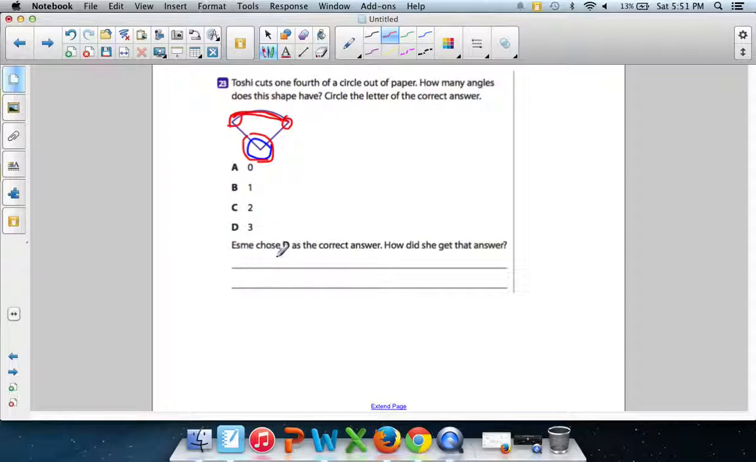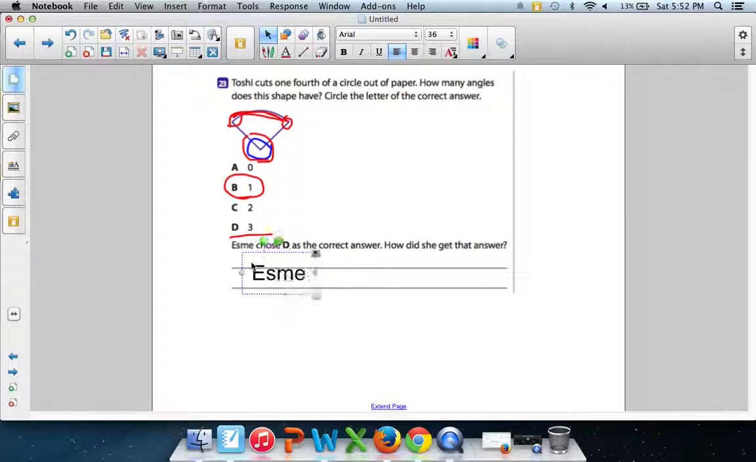It says Esme chose D as the correct answer. Well, D means that she thought that all 3 of these were angles. But they wouldn't ask you that. The kid on the bottom never picks correctly, or rarely. 3 is not what you should pick. You should only pick where the 2 straight lines connect. And the 2 straight lines connect only once on the bottom. So the correct answer is B. How did she get that answer, poor Esme?